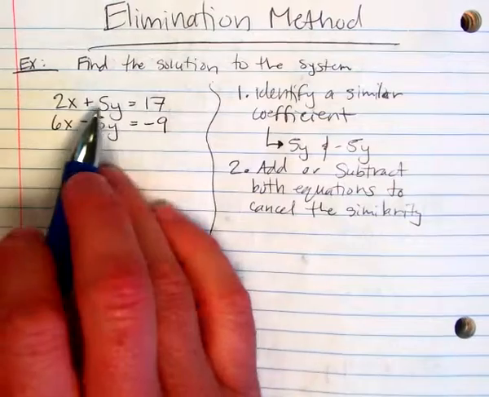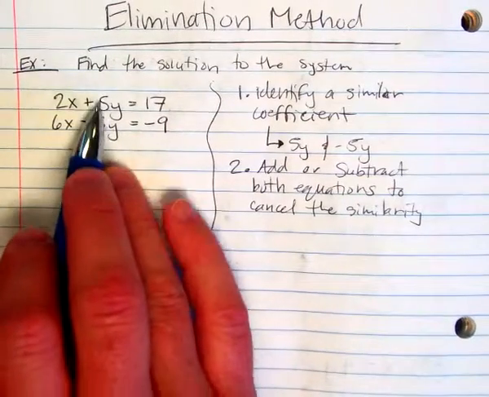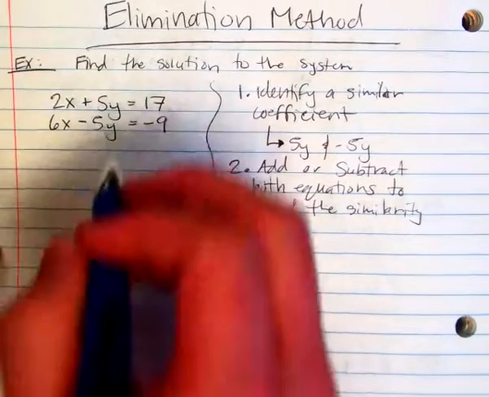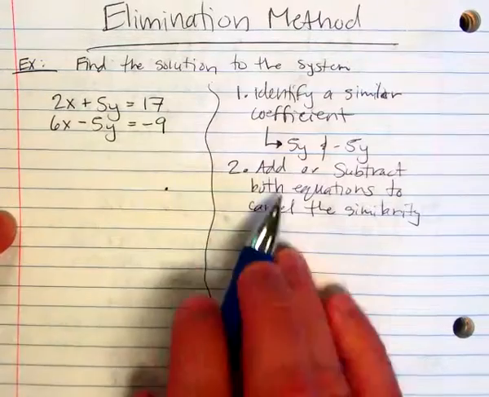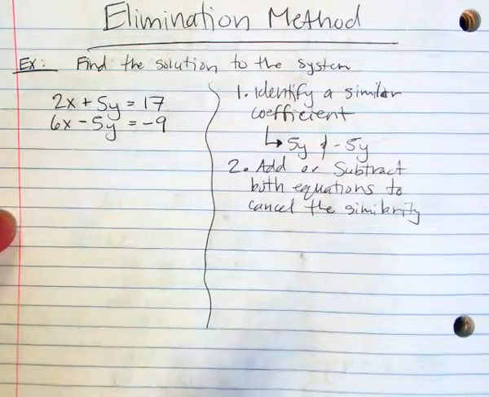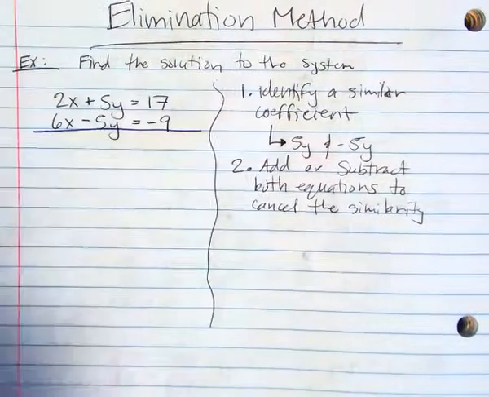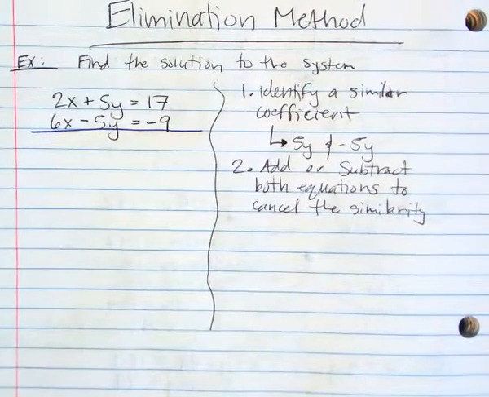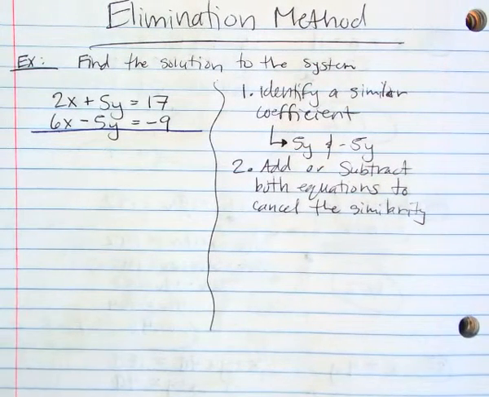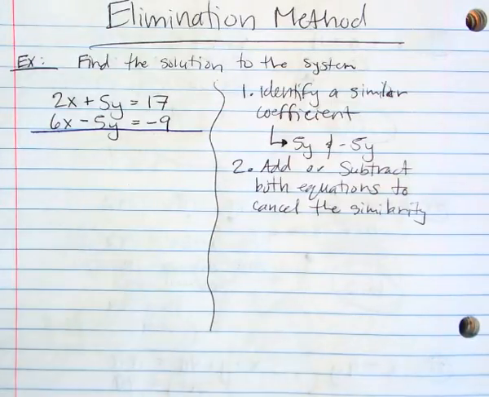Okay. So now that we have found a coefficient that is similar or it matches, we're going to go ahead and eliminate by adding or subtracting both equations. And here's what this looks like. I'm going to draw a line underneath this. This is like the adding and subtracting you learned in 2nd and 3rd grade, where you added and subtracted in columns to do 2-digit and 3-digit numbers. Same process here.